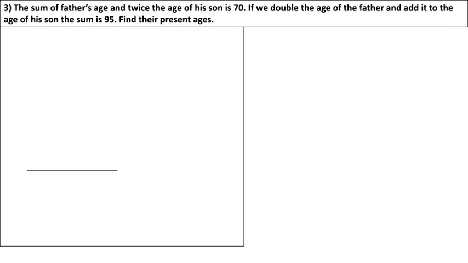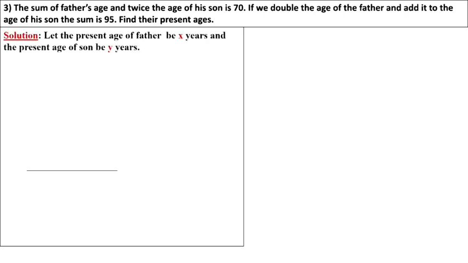Okay. Now question number 3 is given. The sum of the father's age and twice the age of his son is 70. If we double the age of the father and add it to the age of his son, the sum is 95. Find their present ages. Let the present age of the father be x years and the present age of the son be y years. As per the first condition, the sum of the father's age and twice the son's age. Father's age is x and son's age is y. So twice means 2y. We have to do the addition. Sum is given, so x plus 2y is 70.